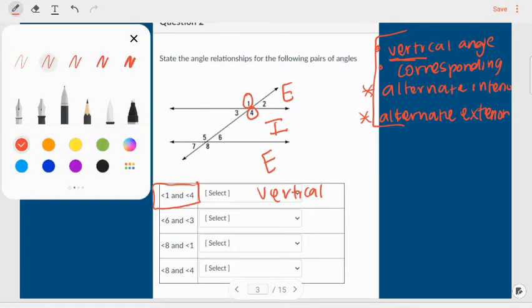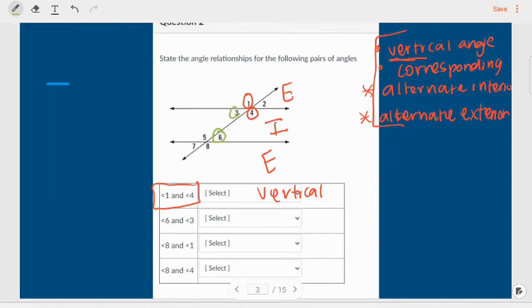All right, let's choose a different color. 6 and 3. Notice they don't share a vertex. Corresponding would be if I were to slide my intersections and they were lined up on top of each other, and they're not going to. 3 lines up with 7 and 6 lines up with 2. So no, not corresponding. But I do notice that they're both on the interior, and they're on opposite sides of that line. So I'm going to say alternate interior.